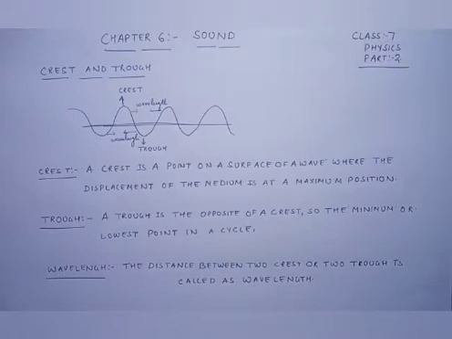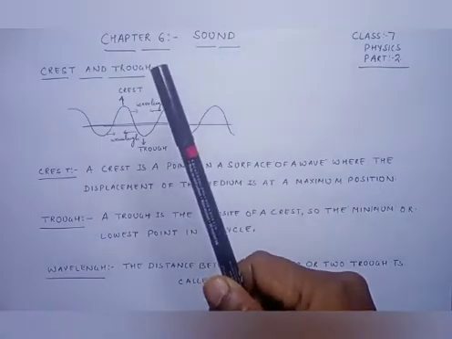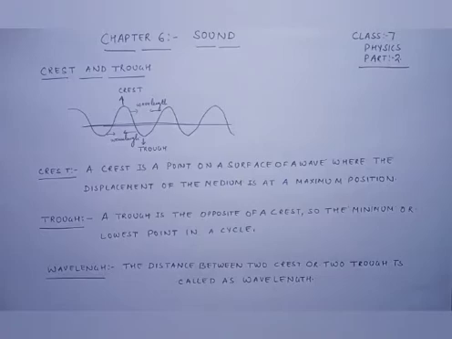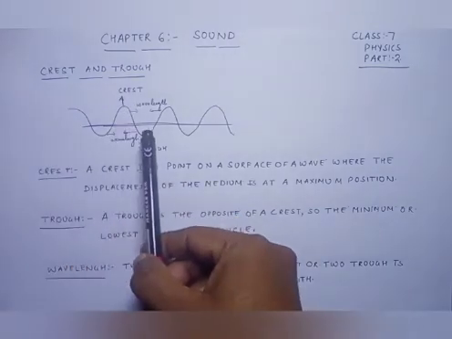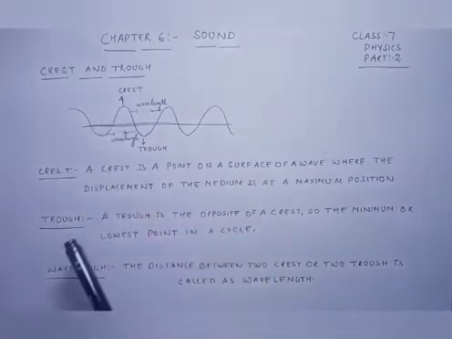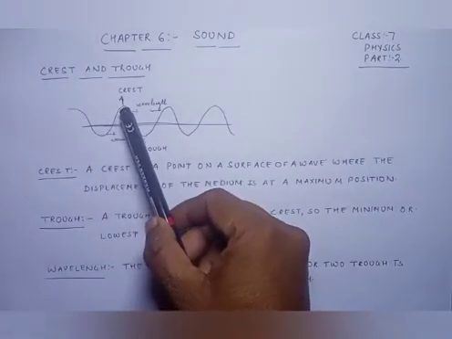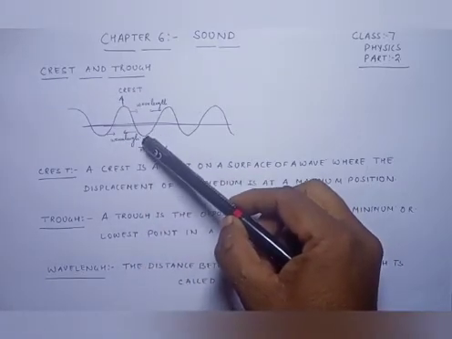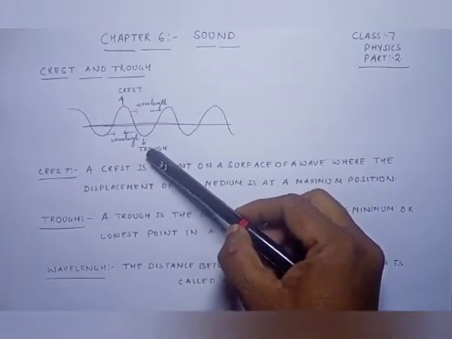Today we are going to start with the same chapter, that is chapter 6, sound. As we all know, sound is a form of longitudinal waves, and longitudinal waves are a set of compression as well as rarefaction. So let us see what is crest and trough. When a longitudinal wave is formed in the form of a wave, the maximum point where the wave reaches is called crest, and the minimum point where the wave reaches is called trough.